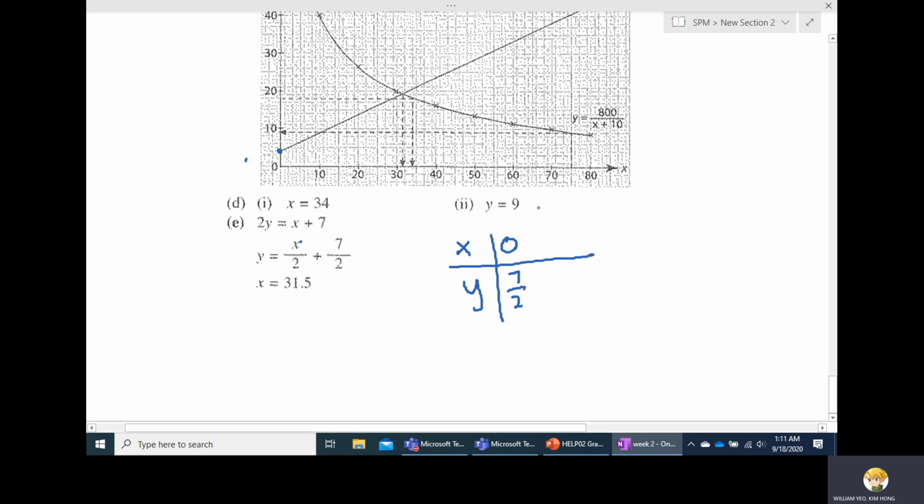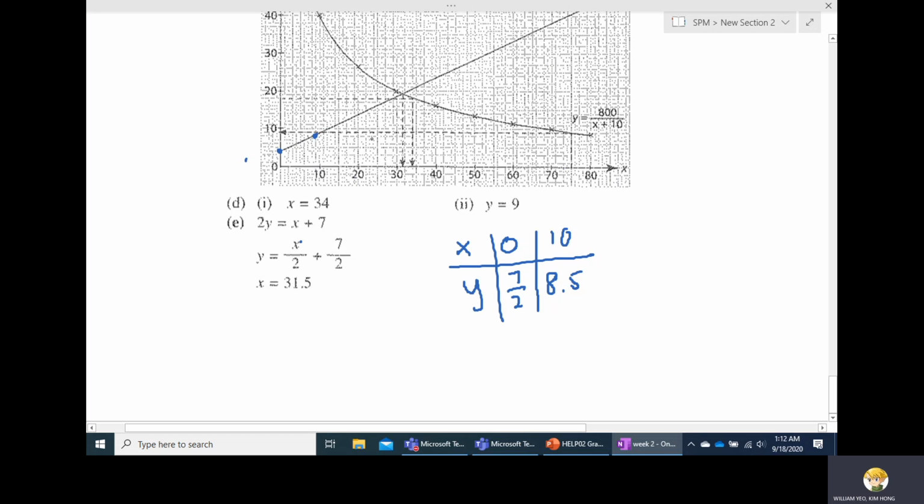Then you need another point. This point is up to you. You can take 10 maybe, because as you can see the values here are big. So if you take 10, 10 over 2 is 5. 5 plus 7 over 2, what do you get? You get 8.5. So this is 3.5, this is 8.5. So 10 is here, 8.5 somewhere here. You have another point here. Connect these 2 points by using a straight line.